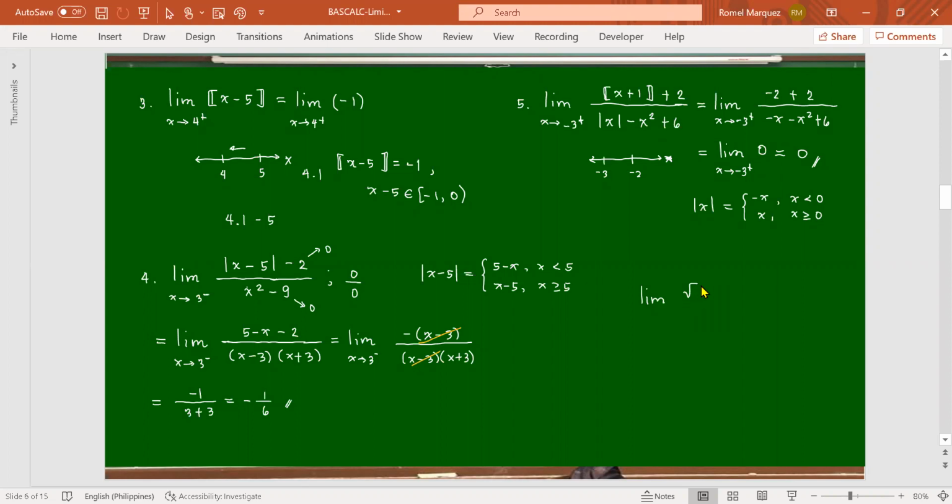The limit of the square root of negative x plus x as x approaches negative 1, minus x all over the absolute value of x minus 5, plus 6 minus 6x. Okay? What is the limit of that, guys?